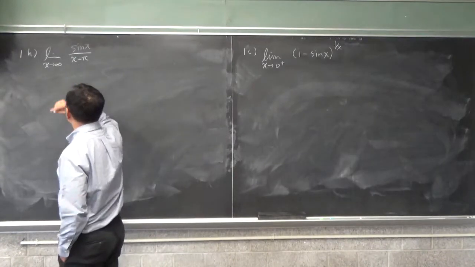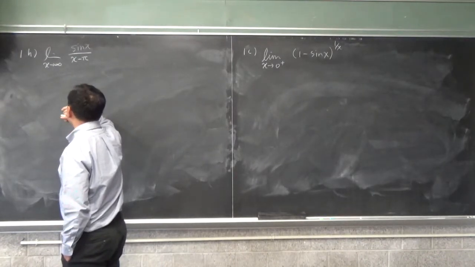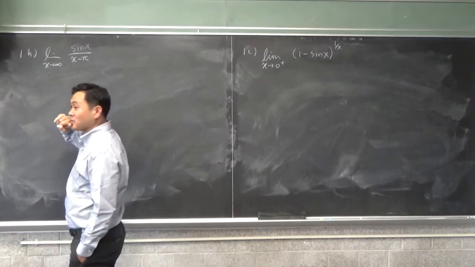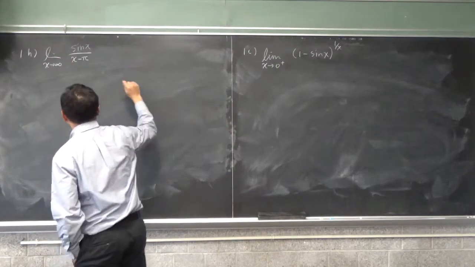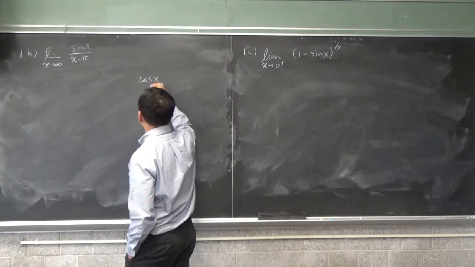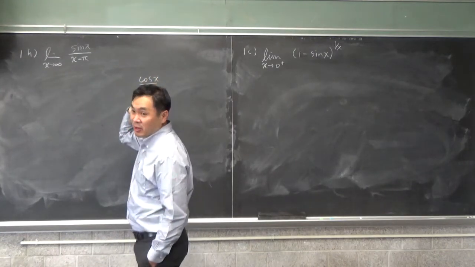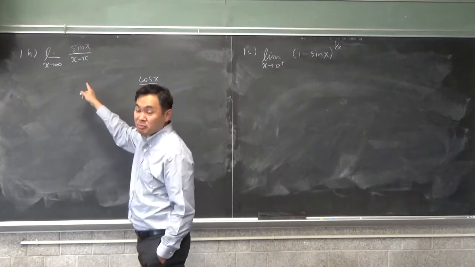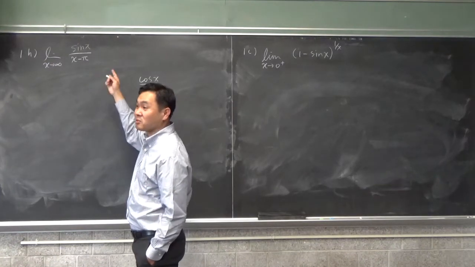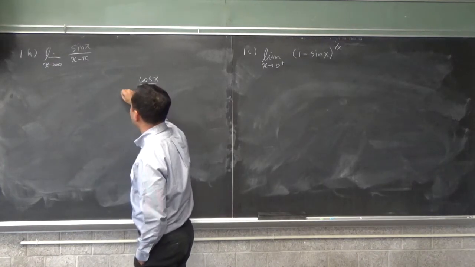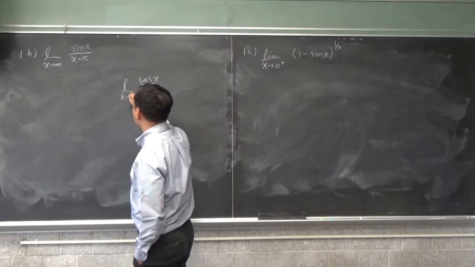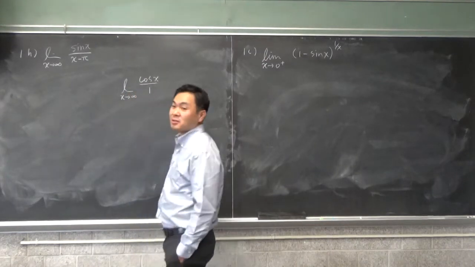This one, let's say you did use L'Hopital's. Then the derivative of sine will be cosine, and the derivative of x would be 1, and the derivative of pi is 0 because it's a constant. So you just get 1. And you take the limit as x goes to infinity. What's this limit?